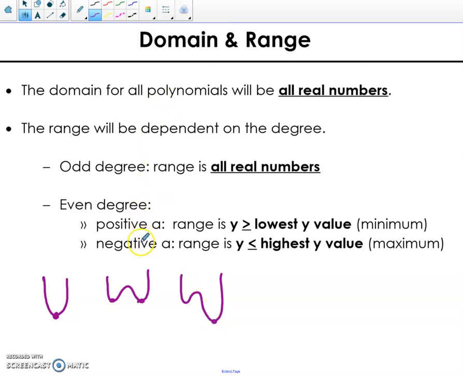So if the a value is negative, then your range will be y is less than or equal to the highest y value, which is the maximum. So again, if you have a quadratic, you have your highest point and it's everything below that. If you have a quartic with even maximums, it's going to be that value and less. And if you had something that wasn't even like this, you're going to take your highest maximum y value.